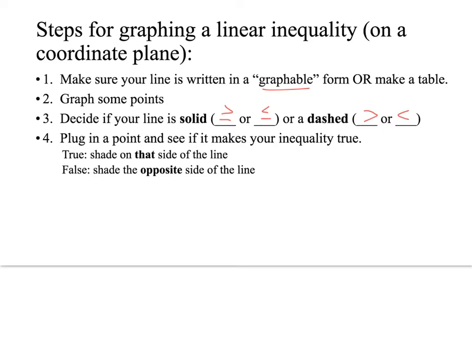Then we're going to plug in a point, and we're going to see if it makes our inequality true. This step is what we were just doing on the previous slide. We're going to use that information again to check. So if it's true, we're going to shade on that side of the line. And if it's false for that point, we're going to shade the opposite side of the line. That will make more sense after we look at a couple of examples.